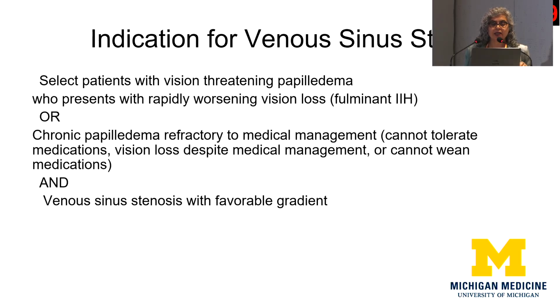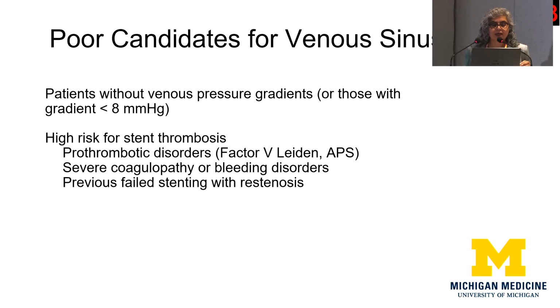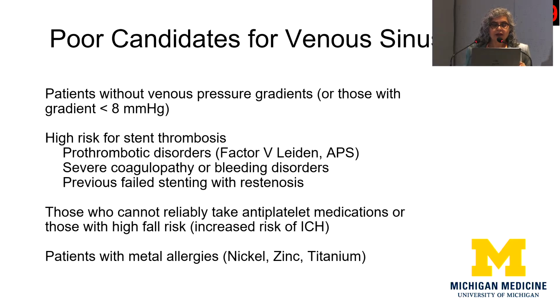Who are poor candidates for venous sinus stent? Patients without the venous pressure gradients or at high risk for stent thrombosis. They have prothrombotic disorders, or they have severe coagulopathy or bleeding disorders. They cannot be on dual antiplatelets, or previously failed stenting with restenosis, or those who cannot be compliant or have a high fall risk, and they cannot be put on dual antiplatelet therapy. Or if they have metal allergies, they cannot tolerate that stent.